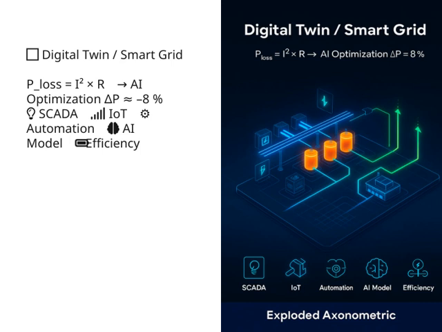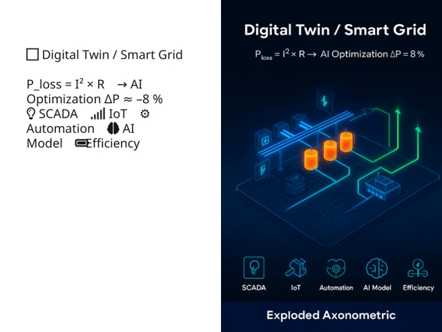Coupled with IoT devices, we can gather extensive data across the grid. Automation then ensures that operations run smoothly and efficiently without constant human intervention. All of this feeds into the AI model, which analyzes data, predicts issues, and optimizes performance. The ultimate goal here is to enhance overall efficiency, especially with battery storage and energy management.